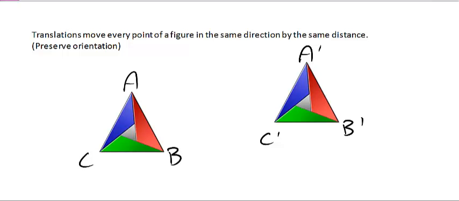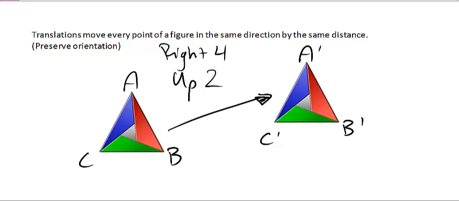So what you're looking at here is image and pre-image. This triangle has been translated up and to the right, and let's just say it's been moved up 2 units and right 4 units, although obviously I haven't measured or anything. But you can see that this triangle has clearly been slid or translated to the right and up.